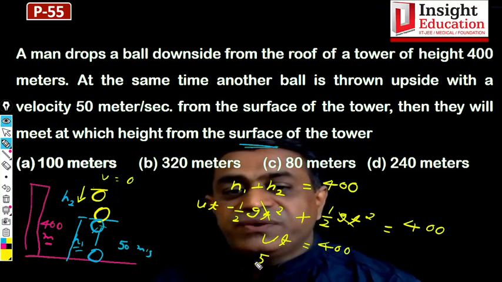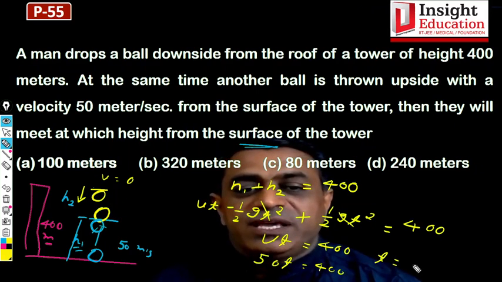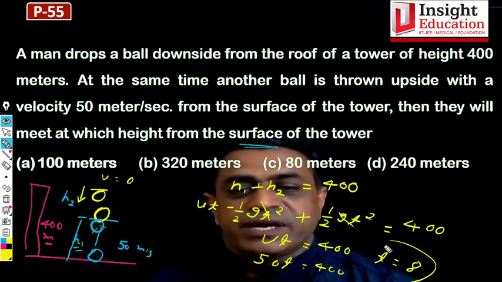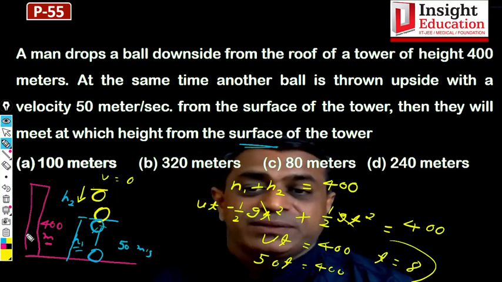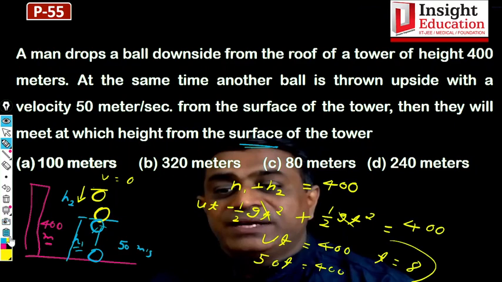U is given as 50. So t is equal to 400 divided by 50, so you can say t is equal to 8 seconds. So after 8 seconds, both the balls will meet. Okay, so what should be the height h?